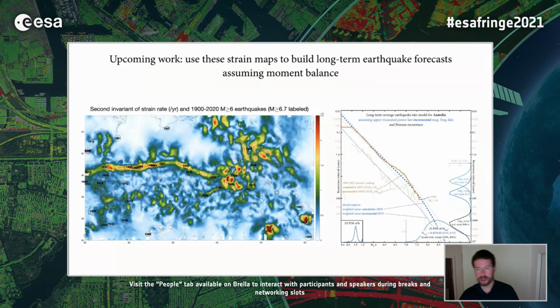And so where we want to push this in the near future is making that more quantitative, not just comparing spatially, but actually looking at how much moment is being released in earthquakes per unit time, and whether it is enough to release all the strain that's being accommodated. And if not, what kind of bigger earthquakes we might expect coming down the line in the future.